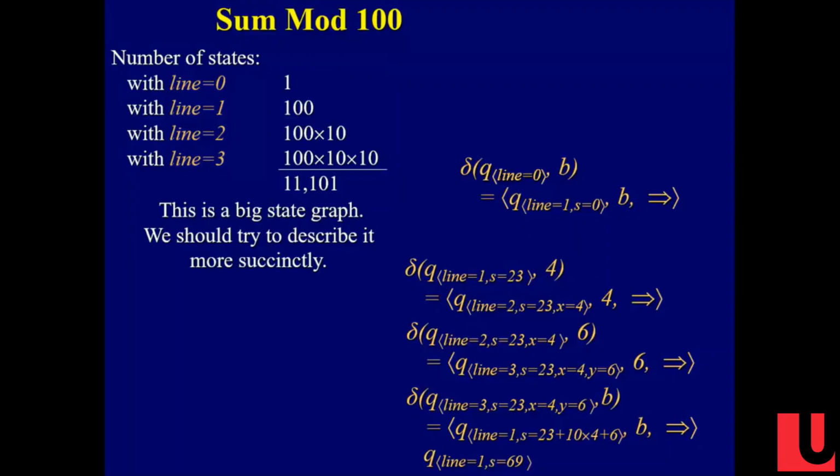Does that make sense? So for X and Y, their maximum is 10? 9, but yes, 0 through 9. Okay, so it's 10. So that's why we're multiplying. Exactly. The number of choices of S is 100.